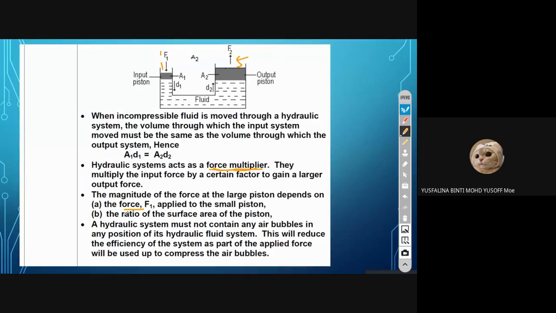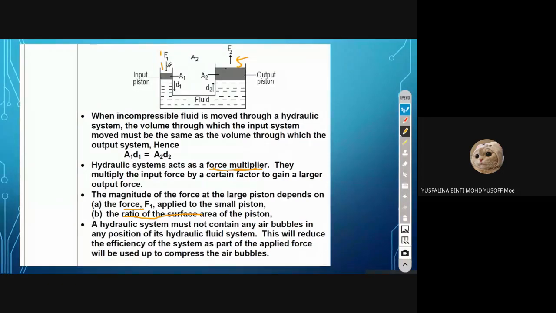And then also the ratio of the surface area. So this one I already discussed, right? They say this is 1, this is 5. Of course this one is 10, so this one should be 50 Newton. So it depends on the surface area and also the force given.